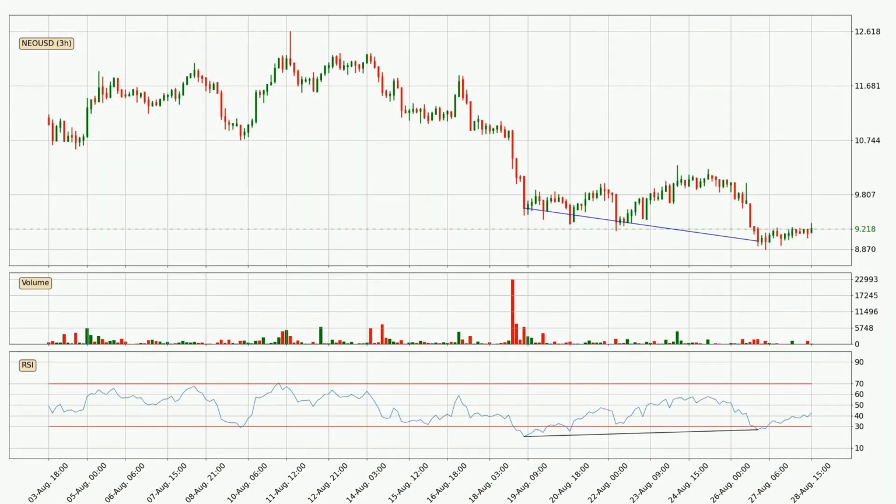Searching for divergence in the 3-hourly time frame, there is a bullish divergence, which means we can expect the price going up or at least to remain stable for some time.